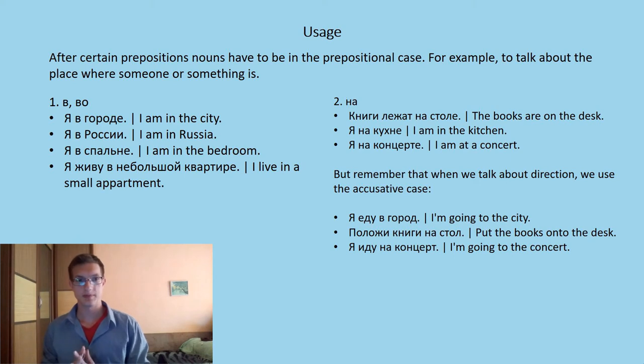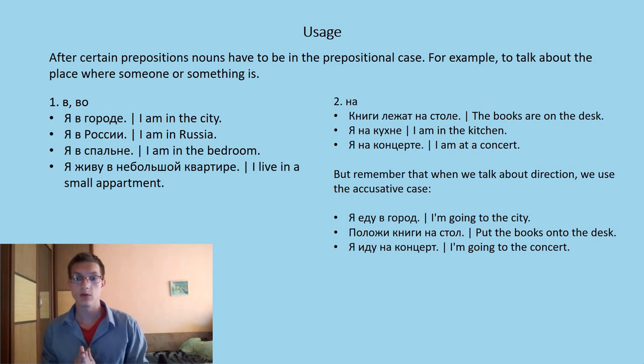So when do we use it? We use it after certain prepositions. For example, when we talk about the place where someone or something is. Я в городе. Я в России. Я в спальне. Я живу в небольшой квартире. На. Книги лежат на столе. Я на кухне. Я на концерте.